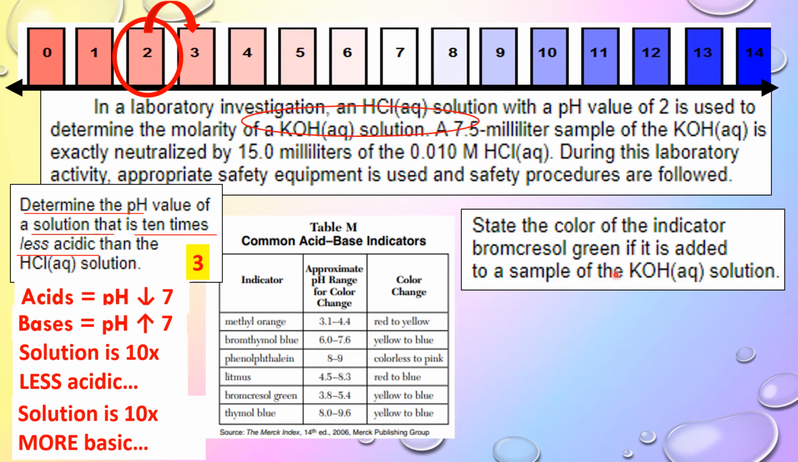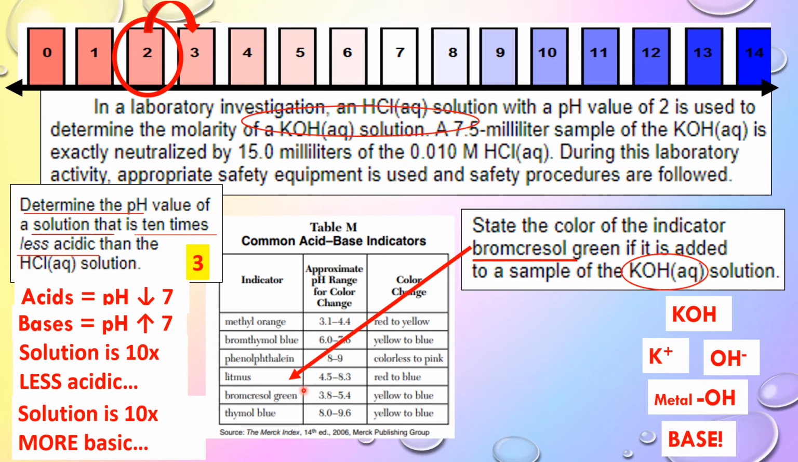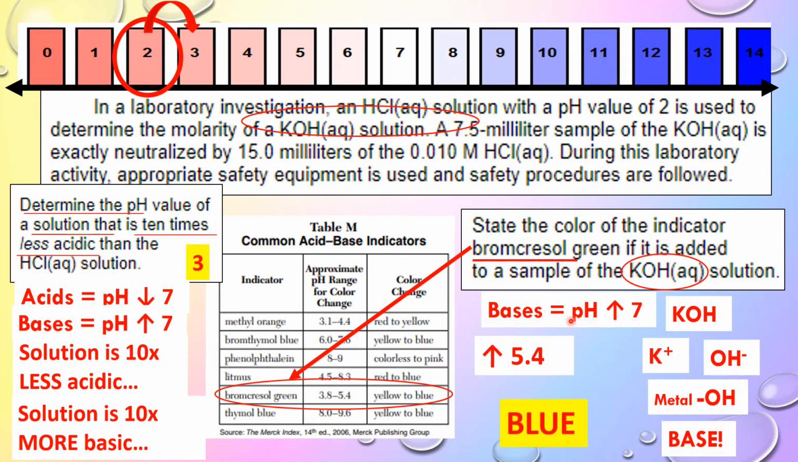State the color of the indicator bromocresol green if it is added to a sample of the KOH. So we know that KOH is a base. We know that we're using bromocresol green, so I'm going to find it on the list, the same one we did in the last slide. Because I know KOH is a base, it's got a metal ion combined with a hydroxide ion. If I know bases, I know that they have pHs above the number 7. So anything above a 7, according to bromocresol green, is going to be a blue color because it's above 5.4. Bases are above a 7.